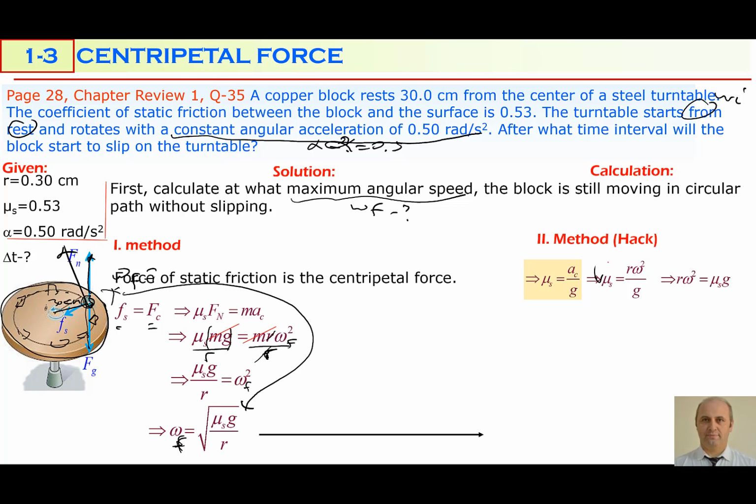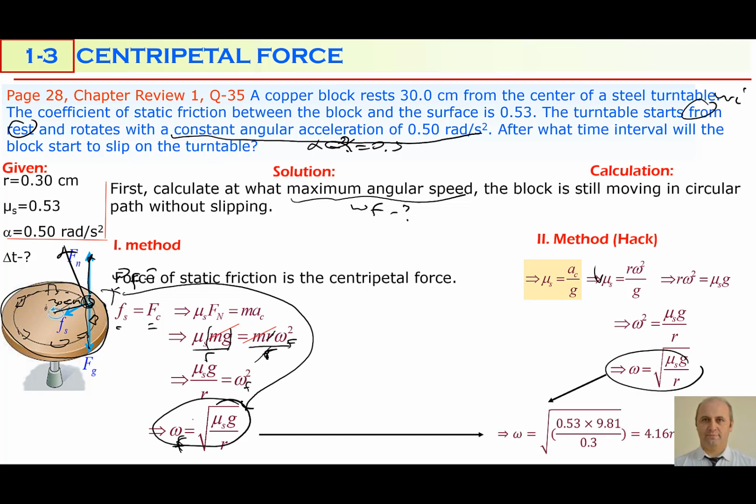So, cross multiplying, r omega squared is equal to g times mu s. After that, divide by r both sides. Omega squared will be mu s g over r. And after that, you will get, in fact, the same equation. This and that equation are the same. So we are going to insert the given values into the equation, and we will calculate omega. So mu s is equal to 0.53, g is 9.81, and the radius of the circle is 0.3.